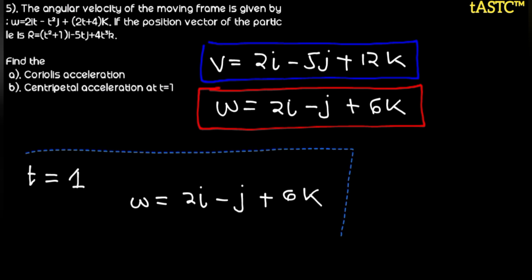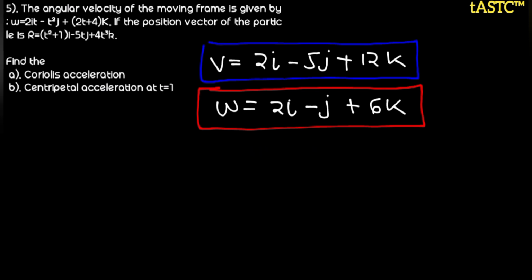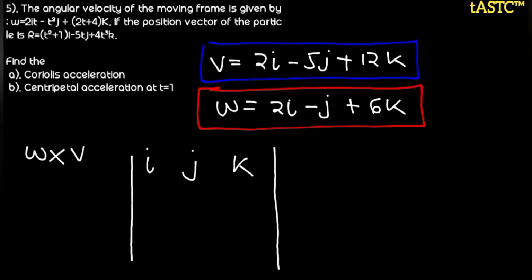Next up, we need to plug this into the formula. Now we know that stuff should be the angular velocity multiplied by the velocity vector. Now this is a cross product, so we need to work it. So this is i, this is j, and this is the k. So this will be the plus, this is a negative, and this is a plus. So for the first one, that is omega, that is a 2, and we have a negative 1, and we have a 6. And for the v, we have a 2, that is a negative 5, and we have a 12. So we need to work these.